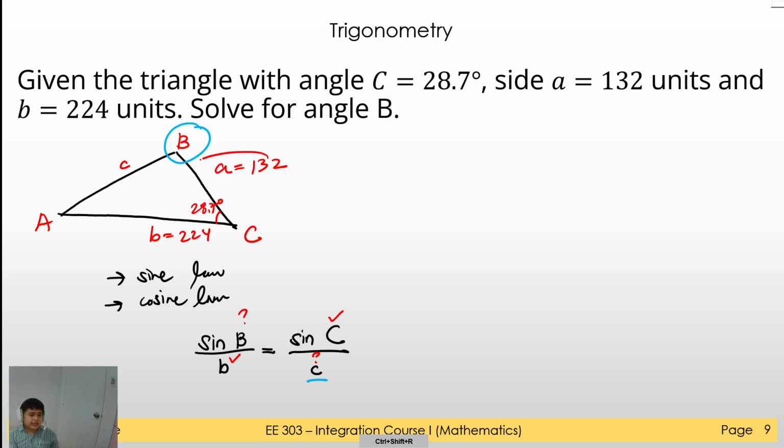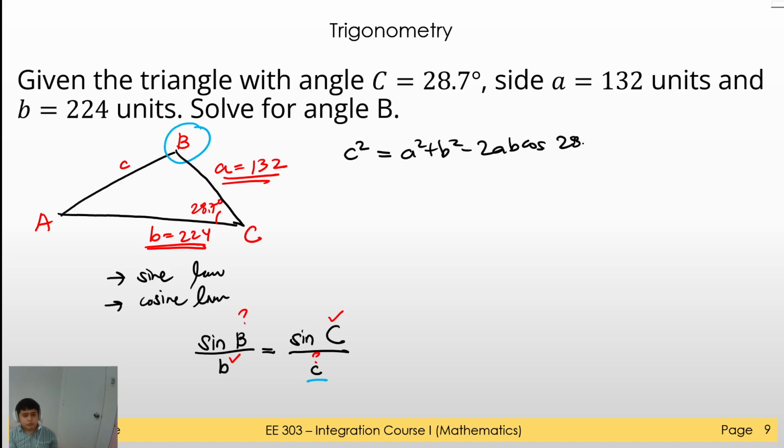So the cosine law is only applicable for included angles and two given sides. Included angle means if you have two given sides, the center angle should be given, the angle in the middle of these two sides. So to calculate for C, we have C squared is equal to A squared plus B squared minus 2AB cosine 28.7 degrees. Actually this should be angle C first. So to find C, this will be just the square root of this.